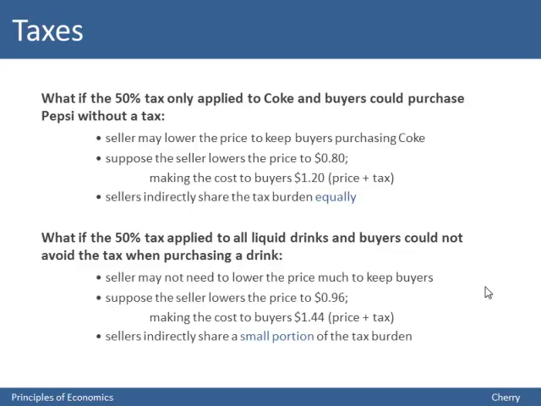So in this case, the seller might not need to lower the price very much to keep the buyers. They still might worry about losing some buyers because buyers might not buy as much, but they don't have to worry about buyers switching over to another alternative. So maybe the seller only lowers the price to 96 cents, and then the 50% tax is going to make the final cost 144. In this case, the seller shares a small portion of the tax burden, but not much.